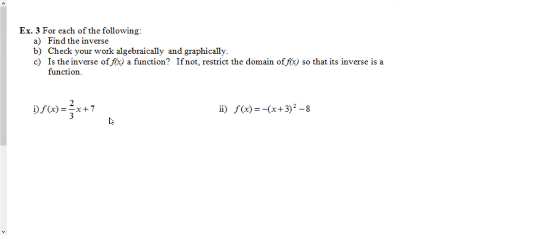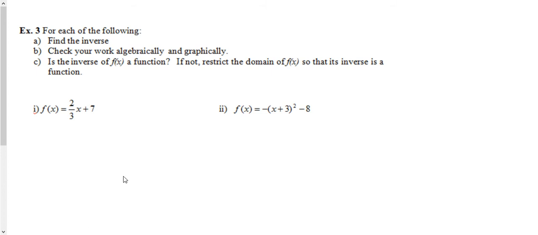In this next example here, we're just going to work with a bit more complex equations. So it says here, find the inverse, check the work algebraically and graphically. Is the inverse of f of x a function? If not, restrict the domain so that it is a function. And we'll talk about that once we start graphing it out.